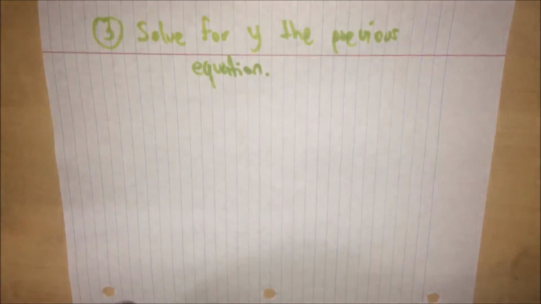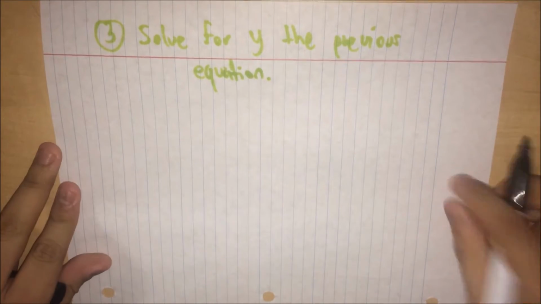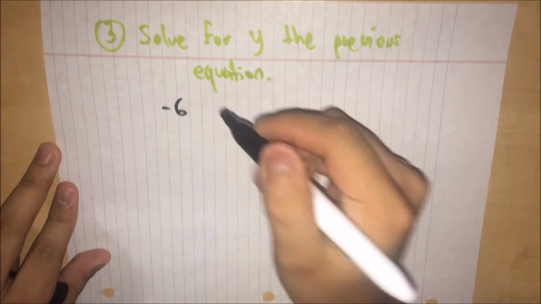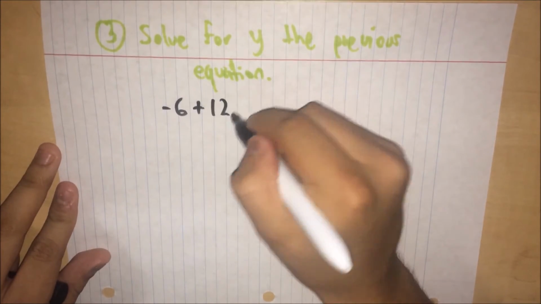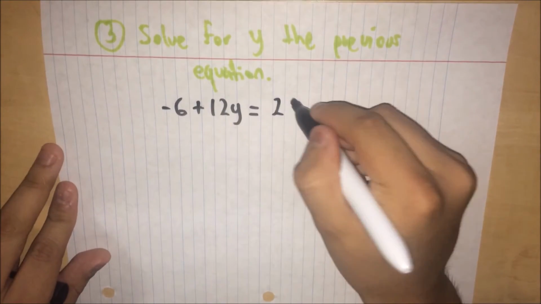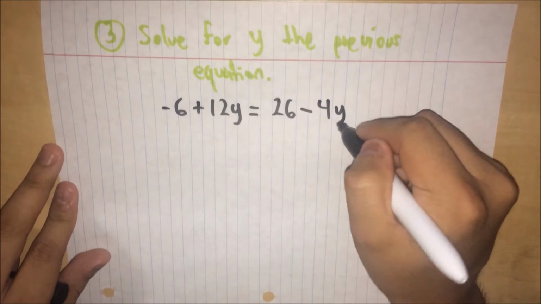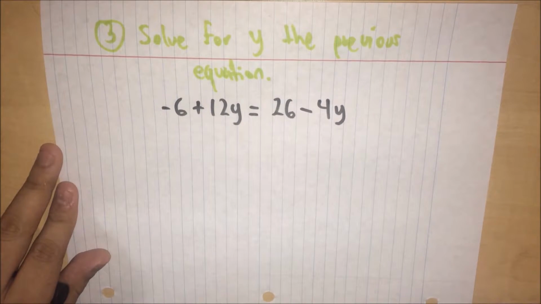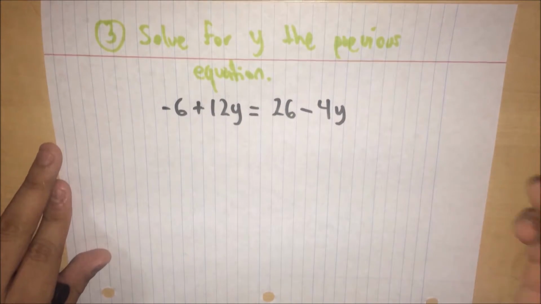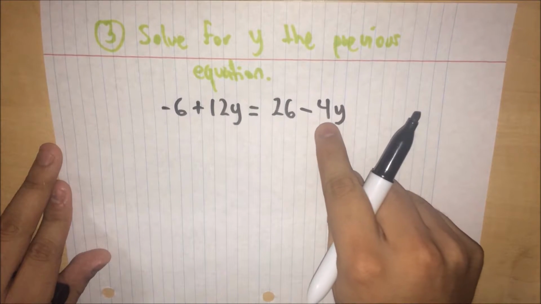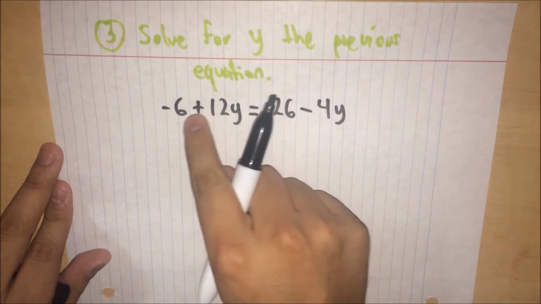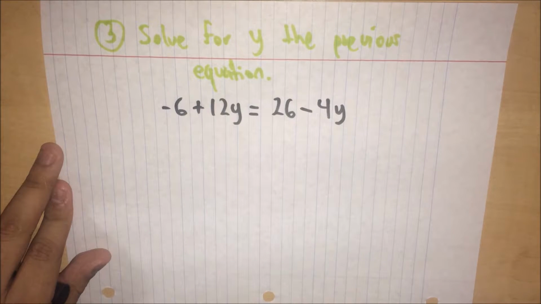So if we recall, in step number 2, we got a new equation, which I'm going to write down here: minus 6 plus 12y equal to 26 minus 4 times y. So we are going to solve this equation for y. If we want to solve this equation for y, we need to move the y to one side of the equation, and we need to move the numbers to the other side of the equation.